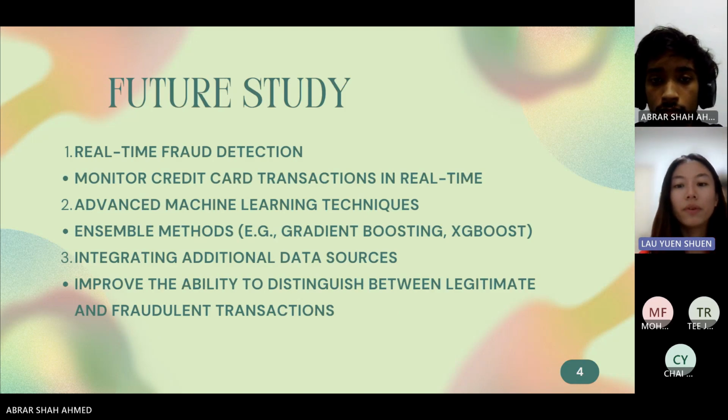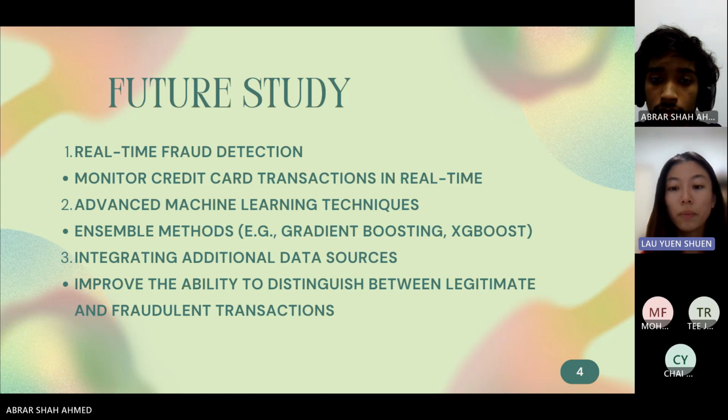So the first point will be real-time fraud detection. Developing real-time fraud detection systems that can monitor credit card transactions in real time and flag suspicious activity immediately is an important area for future research. This can involve the use of stream processing frameworks and algorithms that can analyze and detect fraud patterns in real time, enabling timely interventions and prevention of fraudulent transactions.